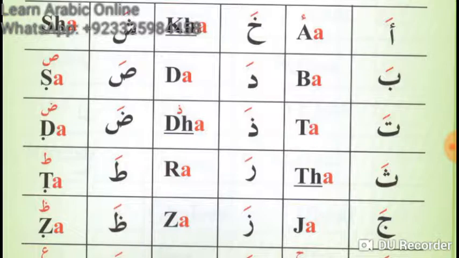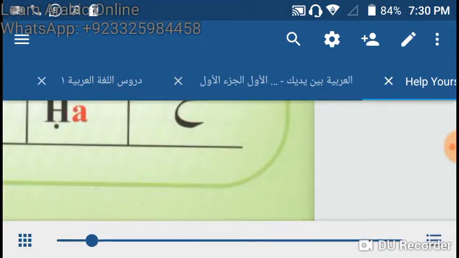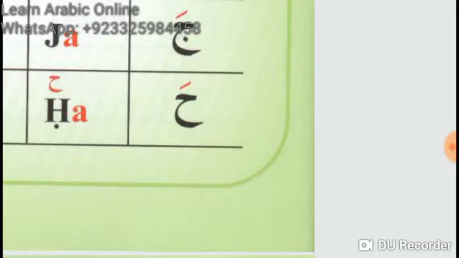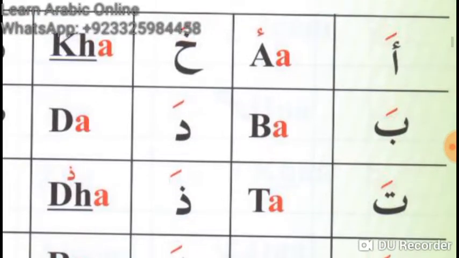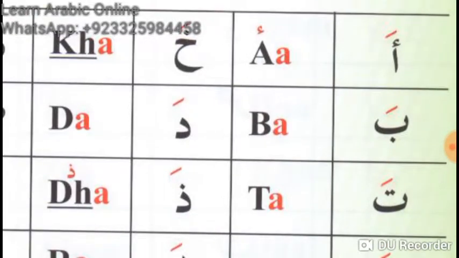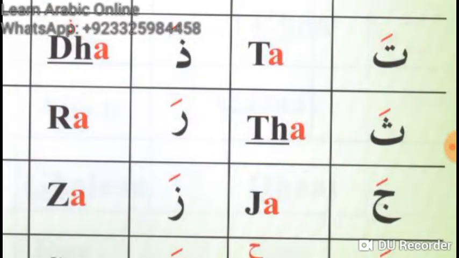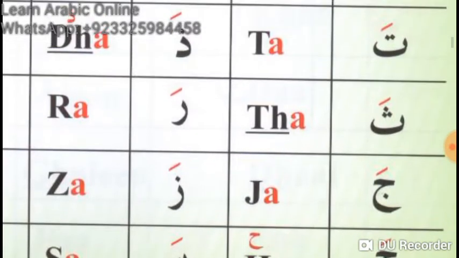Tha, fatha, tha. Sa, fatha, sa. Jim, fatha, ja. Ha, fatha, ha. Dal, fatha, da. Zal, fatha, za. Ra, fatha, ra. Za, fatha, za.